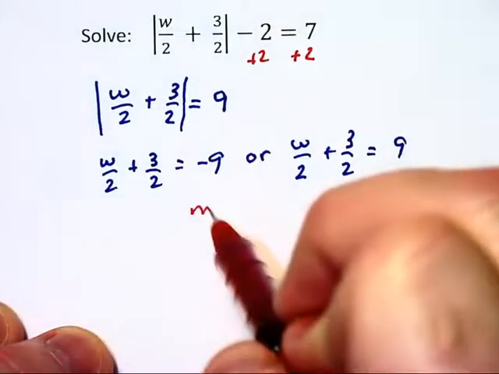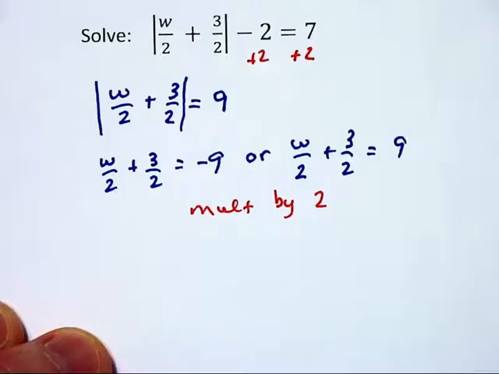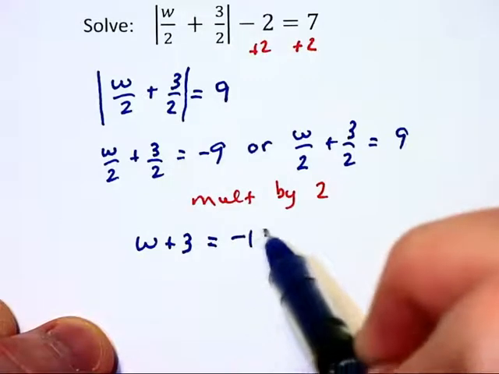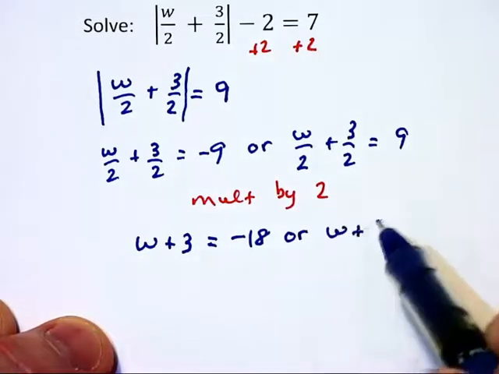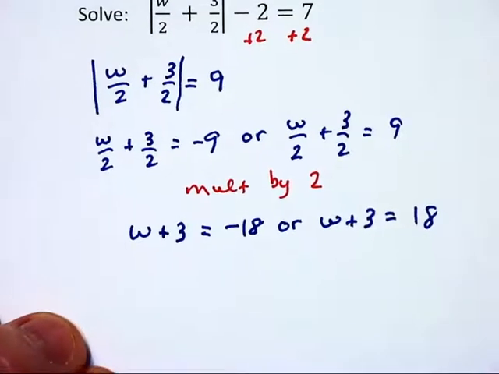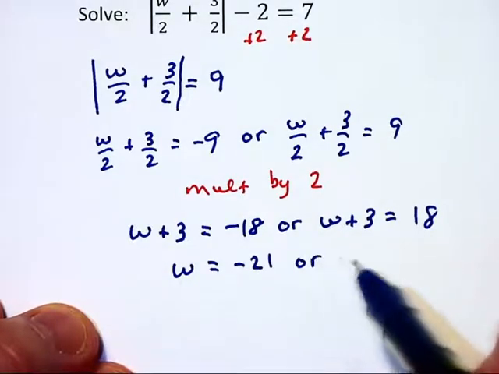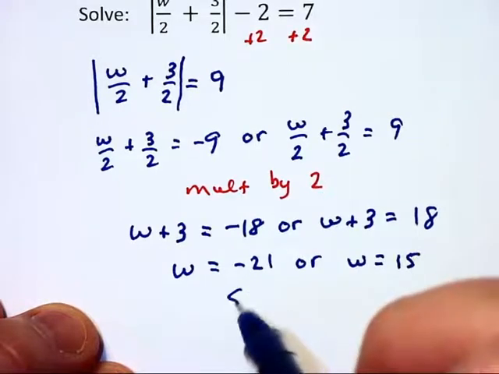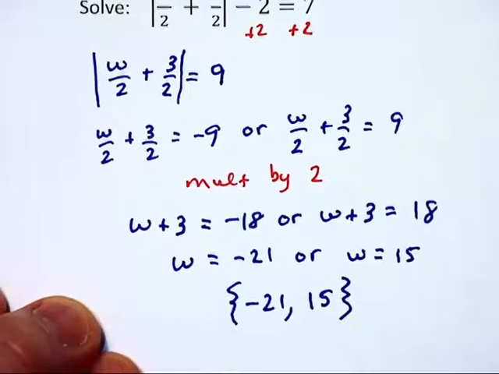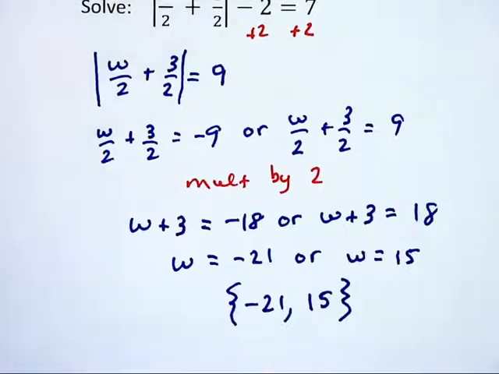In both of these cases, I would clear the fractions right off the bat by multiplying each side by 2. This will give us w plus 3 equals -18, or w plus 3 is equal to +18, and subtracting 3 from each side of each equation, we have w equals -21, or w is equal to 15. So I will write that again as a solution set. Those are the two values that can be substituted back into this equation to make it make sense.